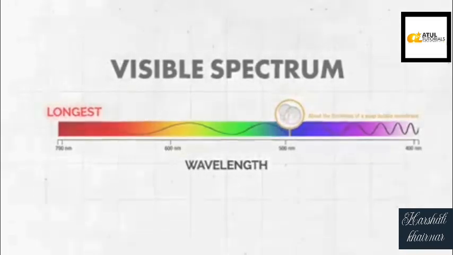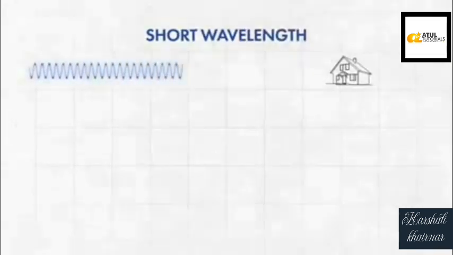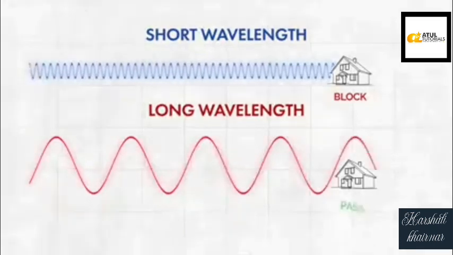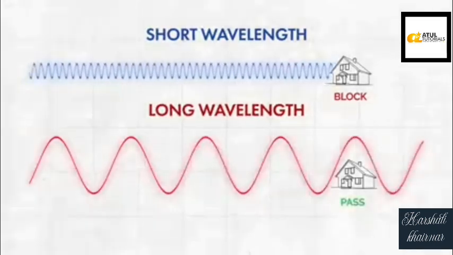Red has the longest wavelength in the visible spectrum. The property of electromagnetic waves is that the longer the wavelength, the greater the obstacle passing capacity, as with the radio waves which we hear on our radio, which have the longest wavelength.